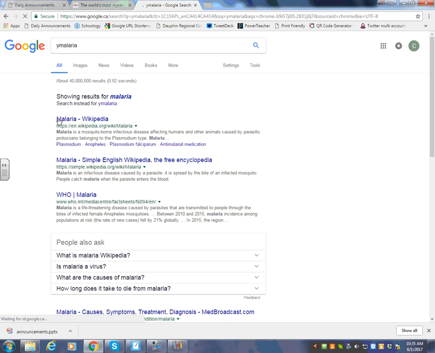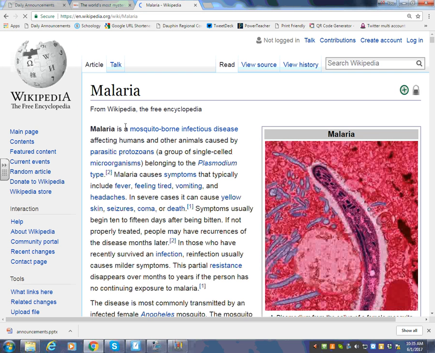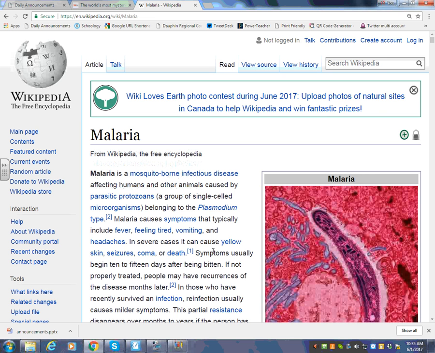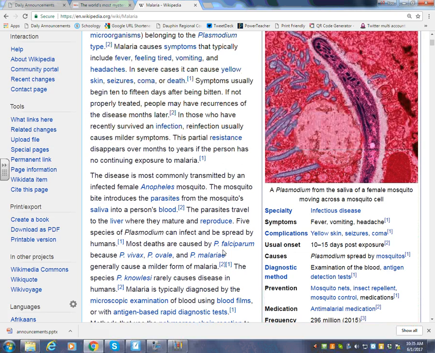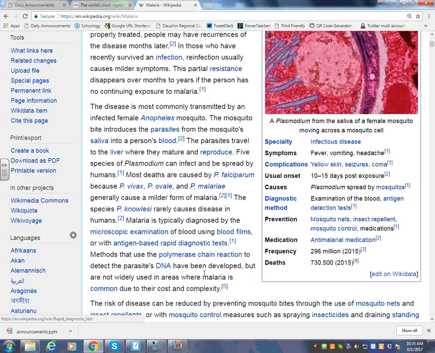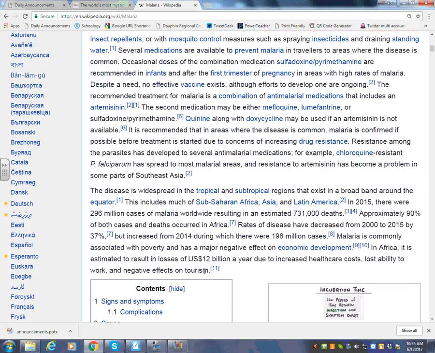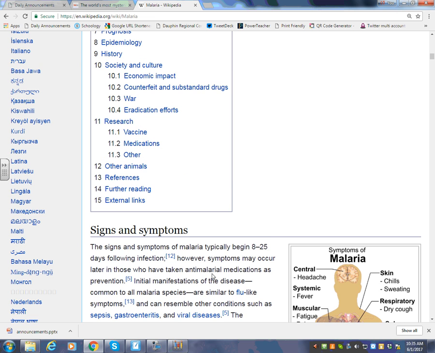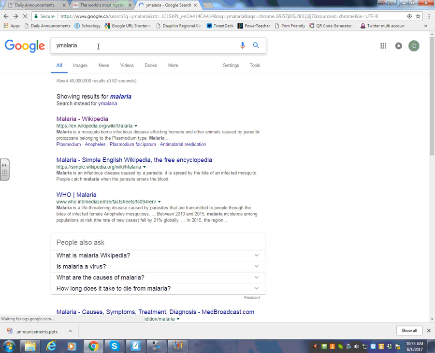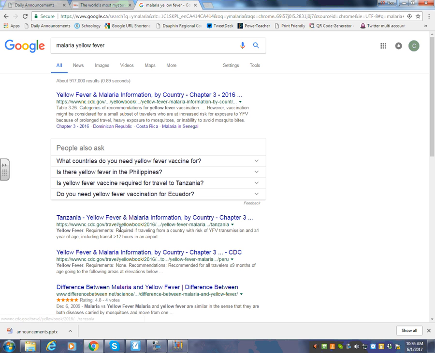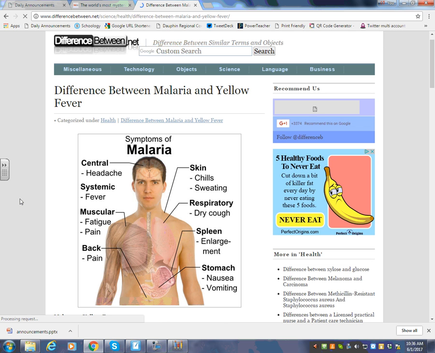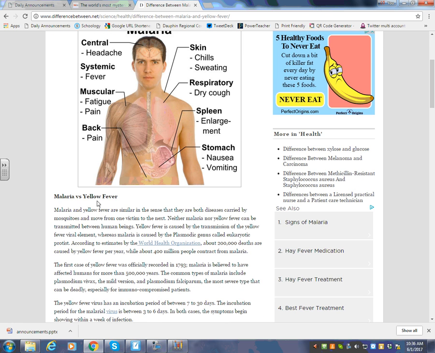Malaria. I don't think so, I'm probably wrong. Mosquito-borne infectious disease. In severe cases, it can cause yellow skin. It could possibly be called yellow fever. Yeah. Or yellow jack. Malaria, yellow fever. Difference between malaria and yellow fever. Slight difference, I guess. Both diseases are carried by mosquitoes that move from one victim to the next. Neither malaria nor yellow fever can be transmitted between human beings.